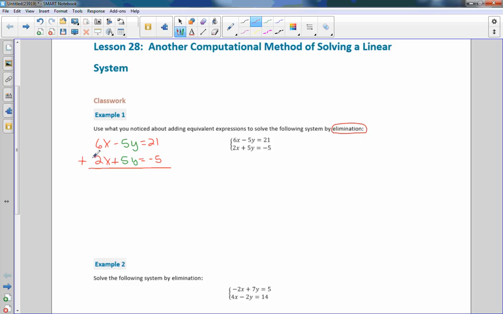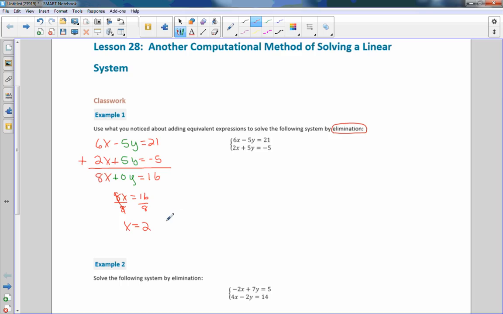So if I take 6x plus 2x, I get 8x. If I take a negative 5y and add 5y to it, I get 0y. And that equals 21 plus a negative 5, or 21 minus 5, which is 16. Well, this 0y just goes away, and we're left with 8x equals 16. Then I simply divide by 8 to find my x, and x equals 2. So we found x just by getting rid of the y.